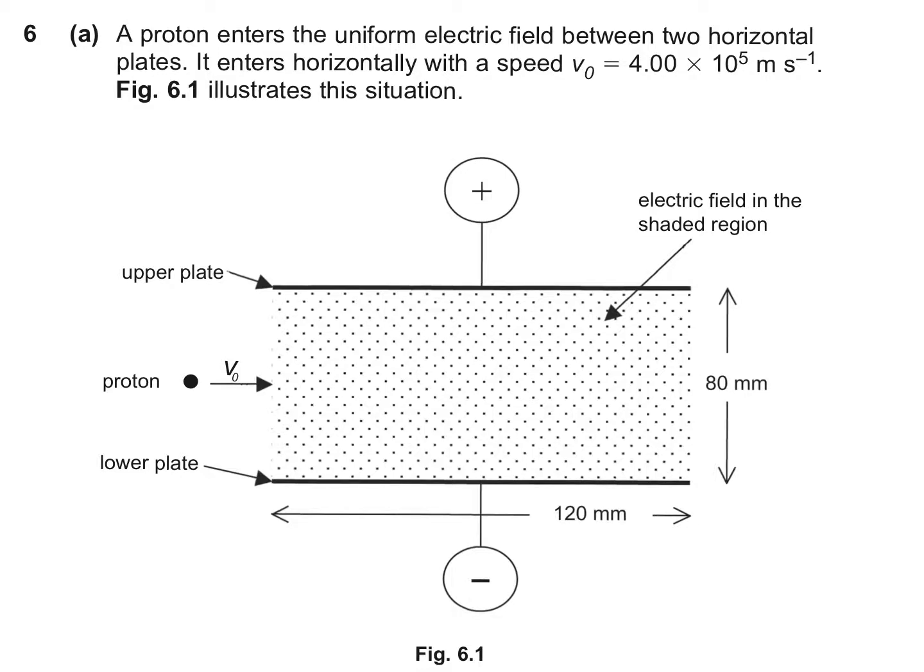So you can see we've got a positive plate and a negative plate. We've got 80 millimeters between them. They have a length of 120 millimeters, and we can assume that the field starts when the proton enters these plates and ends when it leaves them.